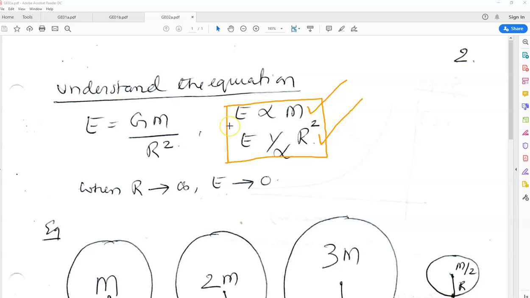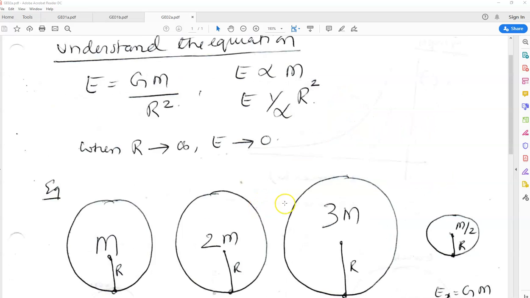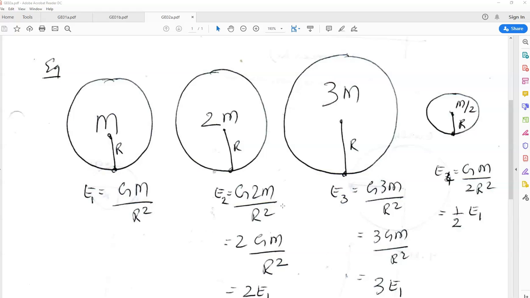So looking at this, E is proportional to M, what it says is if the mass of the object increases, the gravitational field strength will also increase. If the distance r increases, because E is inversely proportional to it, the value of E will reduce. So you have to understand this concept. Also, when r becomes very large, the value of the gravitational field tends to 0. Now I have a few examples here just to understand this concept.